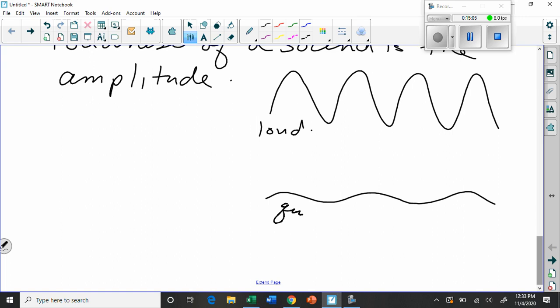Quiet. So amplitude tells you how loud it is, and frequency tells you how high or low pitched the sound is. Two very important things to remember when we're talking about sound waves.